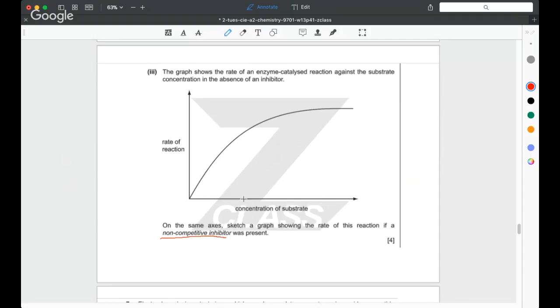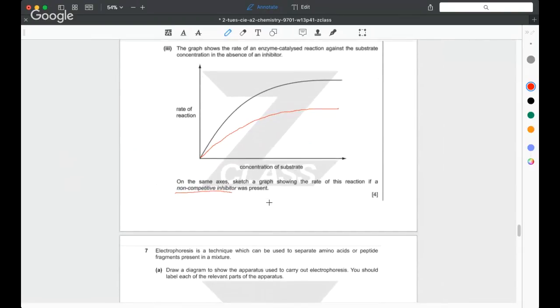So we're expecting a same kind of shape, but at a lower rate of reaction, because the non-competitive inhibitor has distorted the active site, and so the catalytic action isn't as strong as it was without the non-competitive inhibitor present. And so we're expecting to see a graph a bit like that, plateauing as well, because eventually all the active sites, even though they're distorted, become saturated with substrate, and it doesn't matter how much substrate we add, it doesn't affect the rate of reaction. The active sites are saturated.